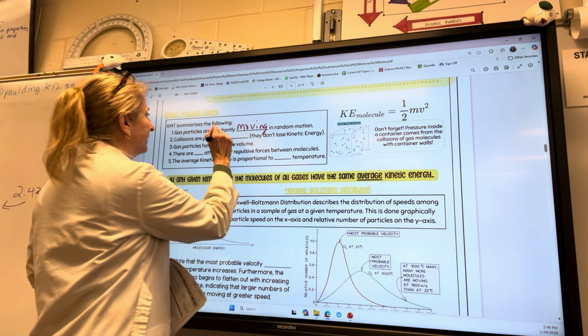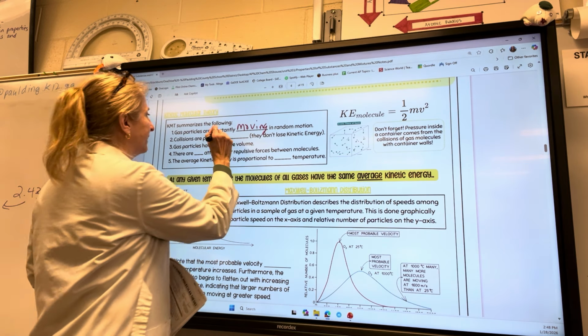Gas particles have negligible volume. And are there attractive forces with an ideal gas? No, there are no attractive or repulsive forces. And the average kinetic energy is proportional to the Kelvin temperature. Okay, we remembered all that.